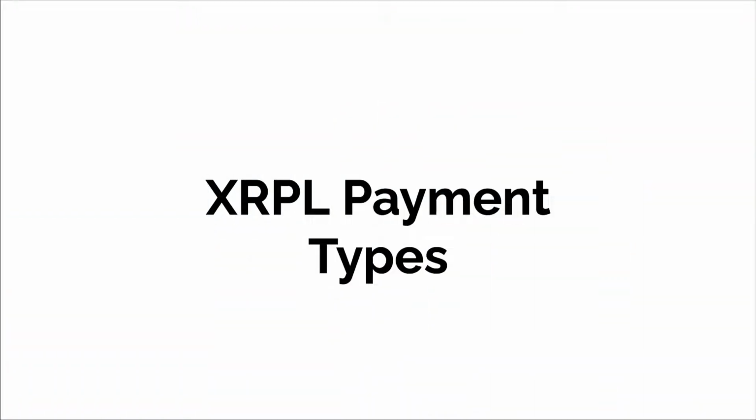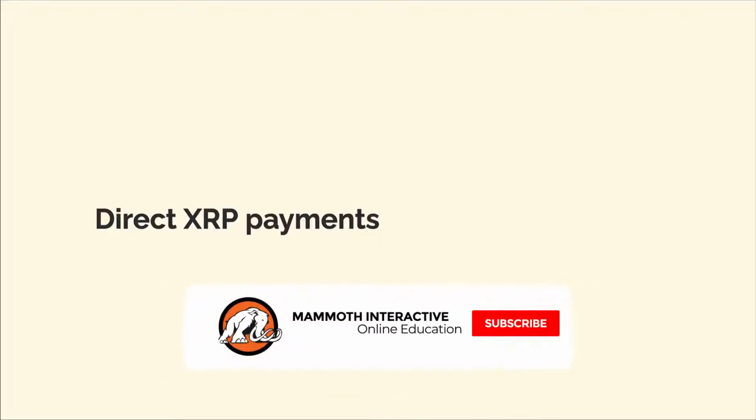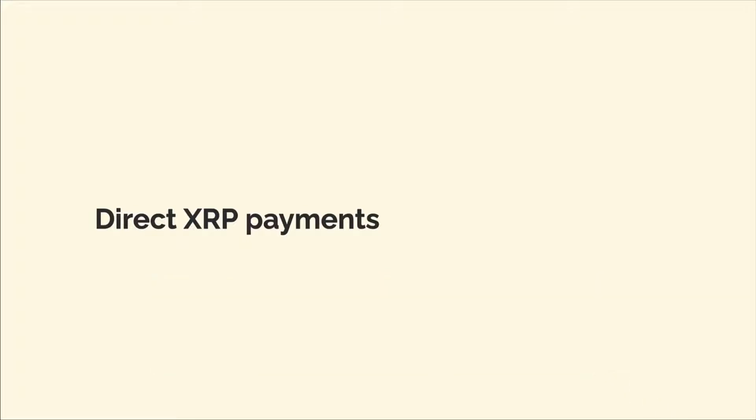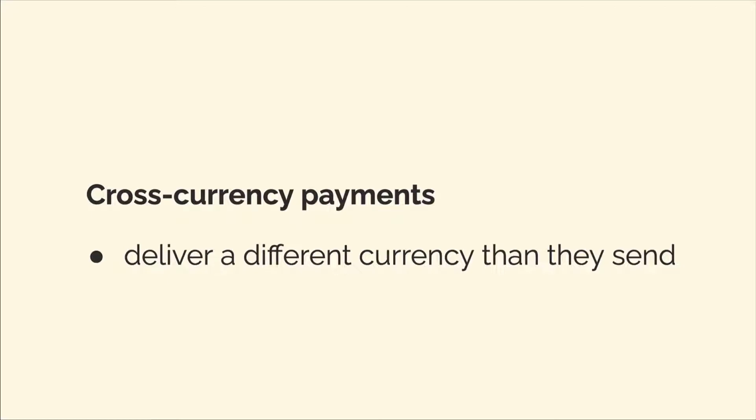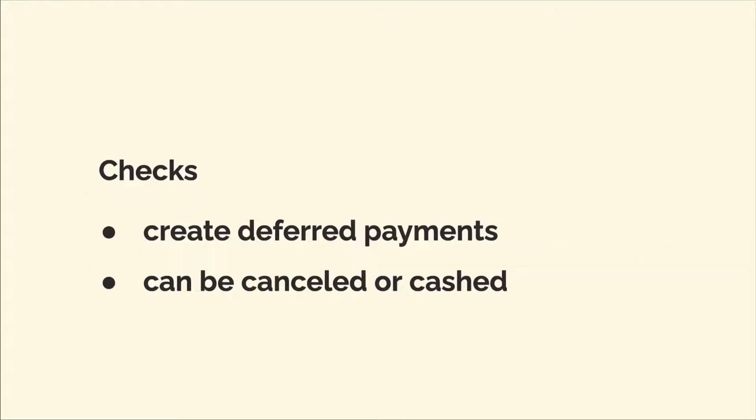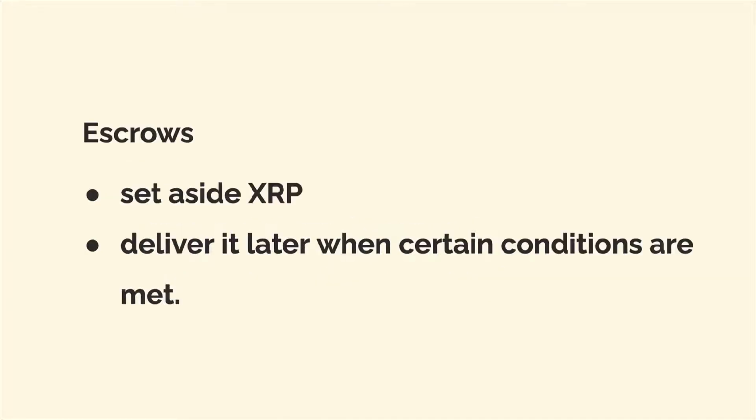In this lecture, we are discussing the payment types available on the XRP ledger. There are direct XRP payments. This is the most standard type of payment where you just send XRP directly. There are also cross-currency payments available, which deliver a different currency than they send. You can also have the payment type of a check, where you create deferred payments that can be canceled or cashed. In the XRP ledger, there's also the opportunity for escrows, which set aside XRP and deliver it later when a certain condition is met.